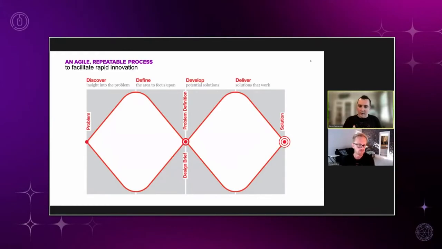And so we had a very clear problem definition, what we're going to be trying to solve for, and that's what gets us into diverging again. The second diamond, I think this is the part that everybody wants to get to, because it's like, all right, now we're coming up with ideas.